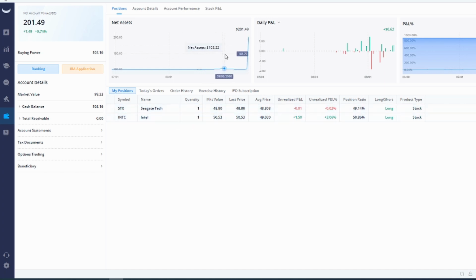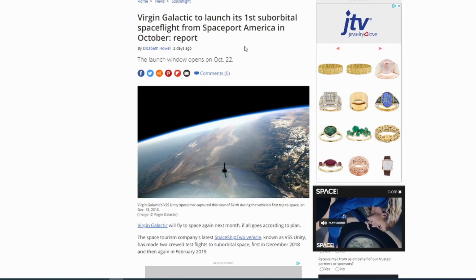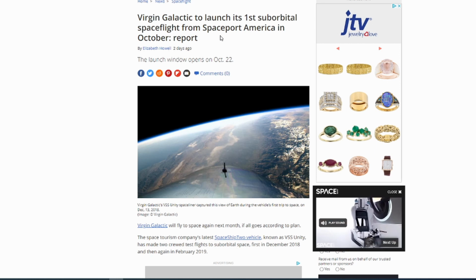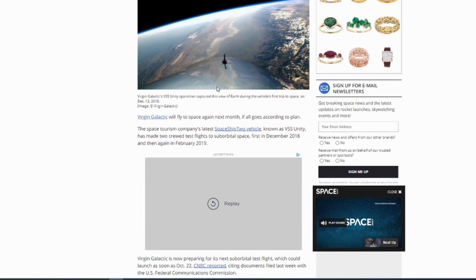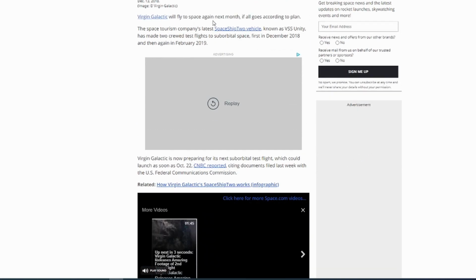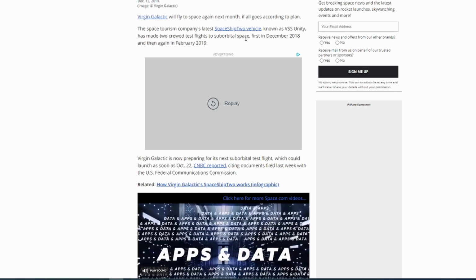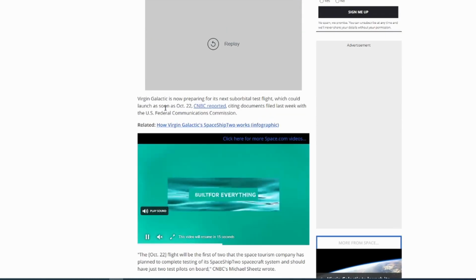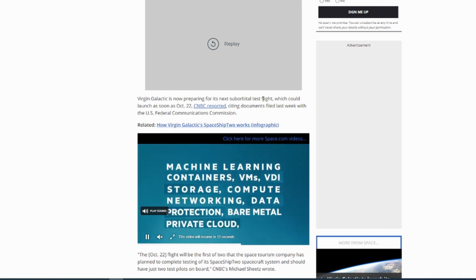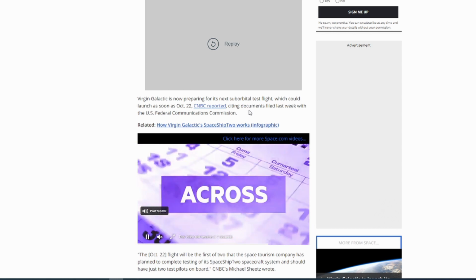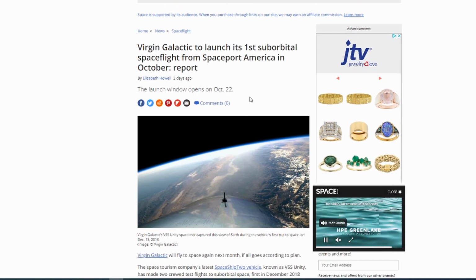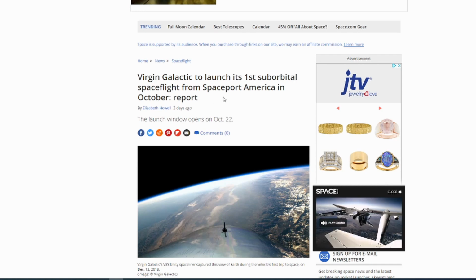Let's take a look at some news that I just saw a few days ago. Virgin Galactic to launch its first suborbital spaceflight from Spaceport America in October. Launch window opens on October 22nd. Virgin Galactic will fly to space again next month if all goes well according to plan. The space tourism company's latest SpaceShipTwo vehicle, known as VSS Unity, has made two crewed test flights to suborbital space, first in December 2018 and then again in February 2019. Virgin Galactic is now preparing for its next suborbital test flight, which could launch as soon as October 22nd. If this test flight is successful, that will be huge for Virgin Galactic.